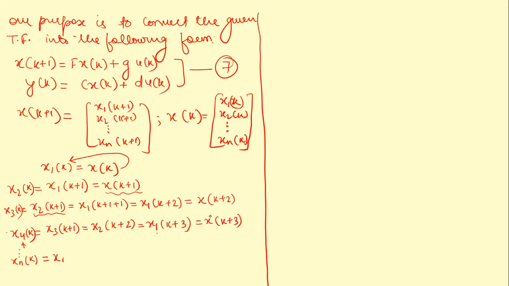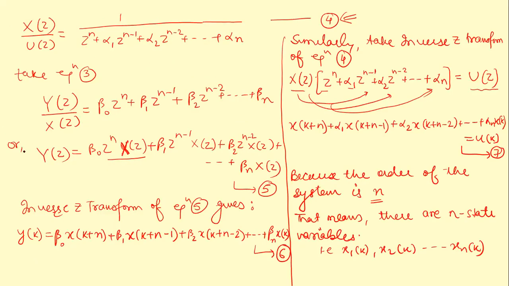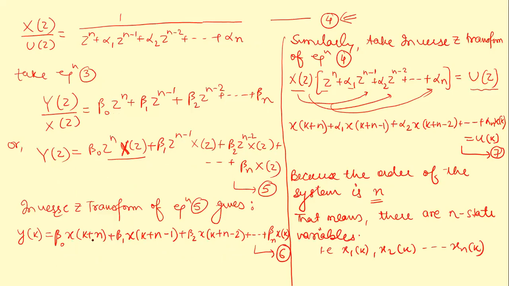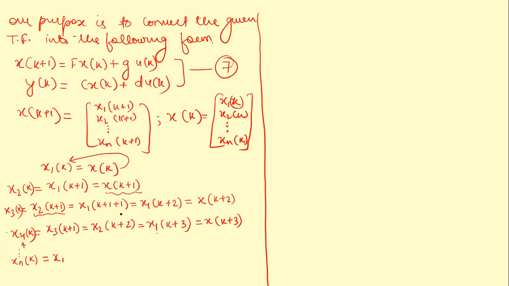Now why I am doing this, I'll tell you. Because if I see the inverse z transform of the equations, I'll see that here I have x(k+n), x(k+n-1), x(k+n-2), and so on. Here also I have this in terms of x(k+1). I don't have this in terms of x1(k), x2(k), x3(k), x4(k), like xn(k). So I have to convert equation number 6 and 7 in terms of x1(k), x2(k), x3(k), x4(k), that means in terms of state variables. So that is why I'm doing so.